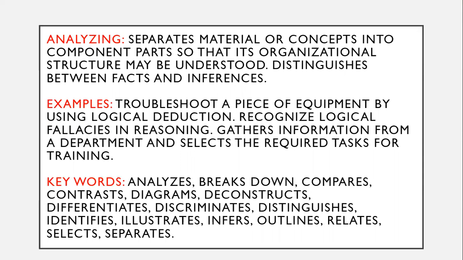First is analyzing, or the fourth level in Bloom's taxonomy. Analyzing separates material or concepts into component parts so that its organizational structure may be understood. It distinguishes between facts and inferences. Okay. In analyzing, you'll be able to chunk the details or information presented in the text. You'll be able to categorize, to discriminate, to separate based on their functions, their classes, or whatever their categories are. So you make deductions. Examples are troubleshooting a piece of equipment by using logical deduction, recognizing logical fallacies in reasoning, gathering information from a department and selecting the required task for training.